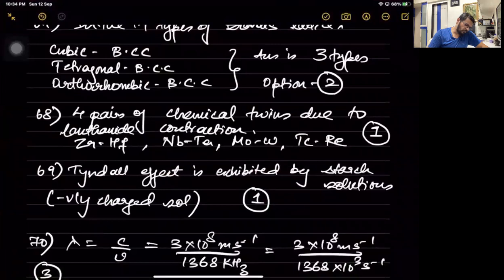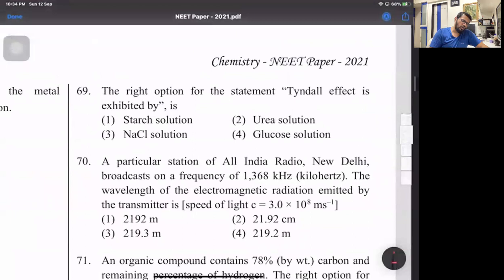Then, the 69th one. It says, which of the following is correct with respect to what is shown by the Tyndall effect? The Tyndall effect is generally shown by a colloidal solution. So the colloidal solution is starch, which is a negatively charged sol. Sol is a colloidal solution of a solid dispersed in a liquid. So 69 is one.